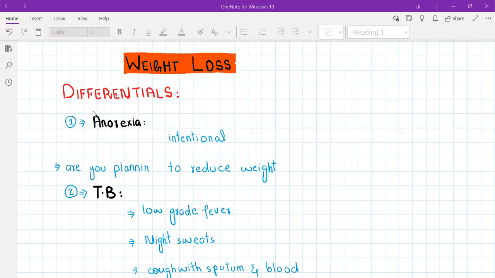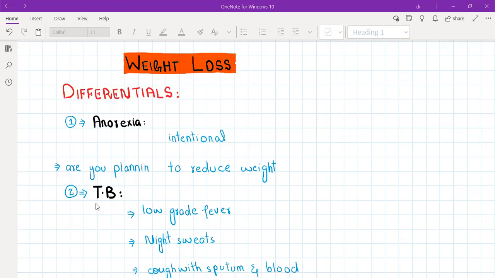Okay. So starting with the A, the first one is anorexia. Anorexia is basically a psychiatric case, and here the weight loss is intentional. When you ask the patient, are you planning to reduce weight? They will say yes. So here the weight loss is intentional.